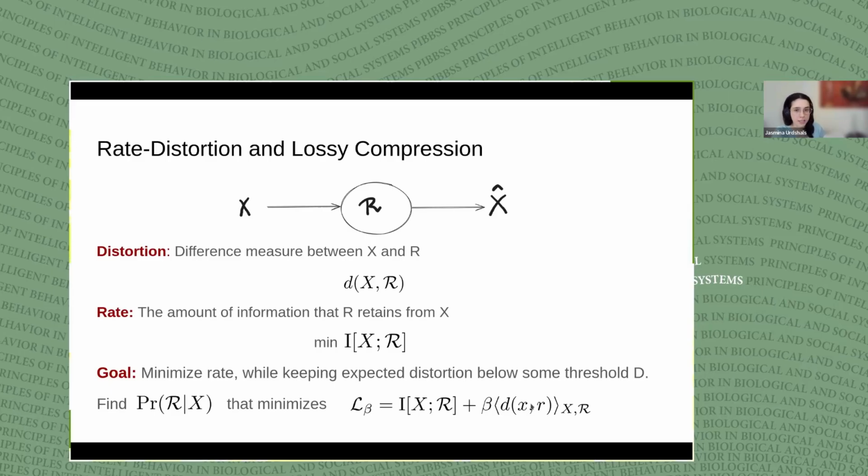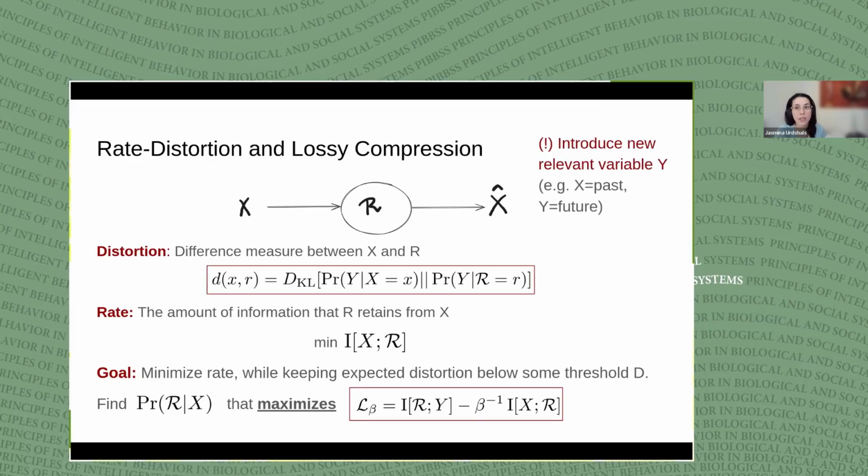Okay, so now I want to change this item a little bit more by introducing a concrete definition for our difference measure that will lead us to our causal rate distortion. To do that, I introduce a new relevant variable, y. So far we had been working with our initial information source X and the lossy representation R of this information source once we have compressed our information.